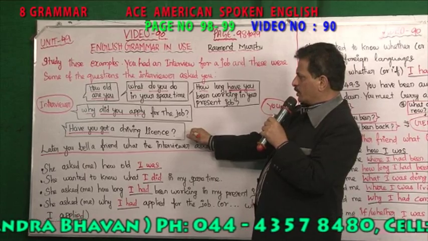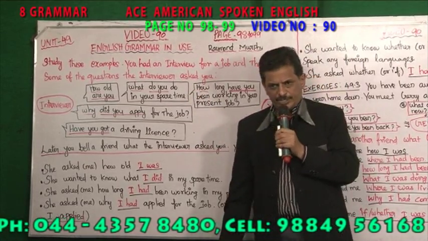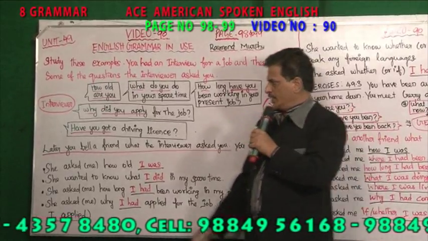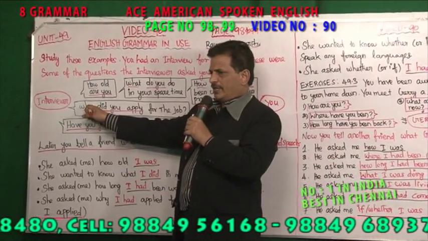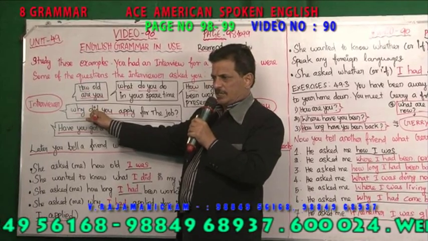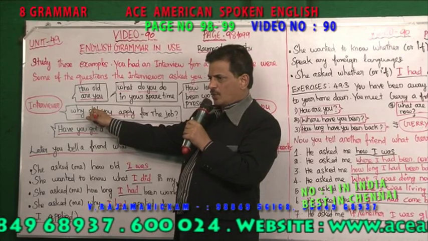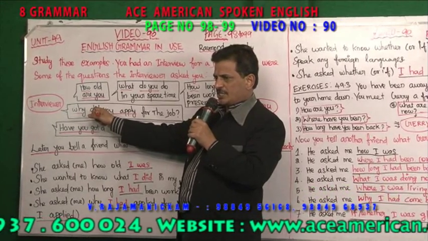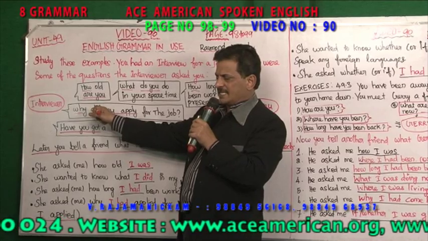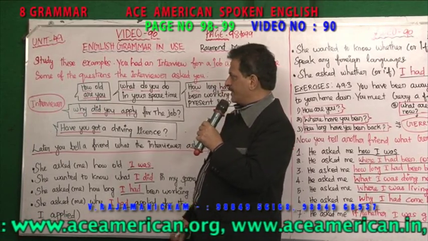So there is one yes or no question and nearly four informative questions. Are you able to understand? See the order here. Information words, why, when, which, where, come first. Then you get the auxiliary verb. If it is past, did. If it is present, do and does. If it is past, it is was. If it is present, it is is or are. If it is past, it is had. If it is present, you are using have.